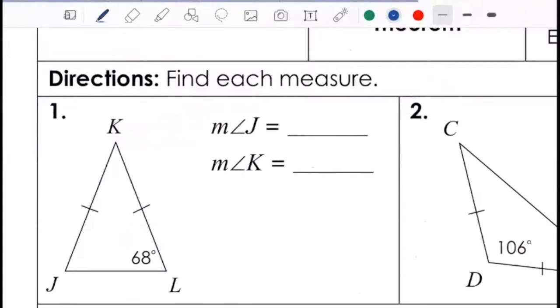So we've got our two congruent sides. They show us congruence with these tick marks, which means if these two sides are congruent, the angles that are opposite those sides are also congruent. They told us the measure of L is 68. Well, the angle opposite the other congruent side is angle J, and if L is 68 as a base angle, the other base angle must be 68.